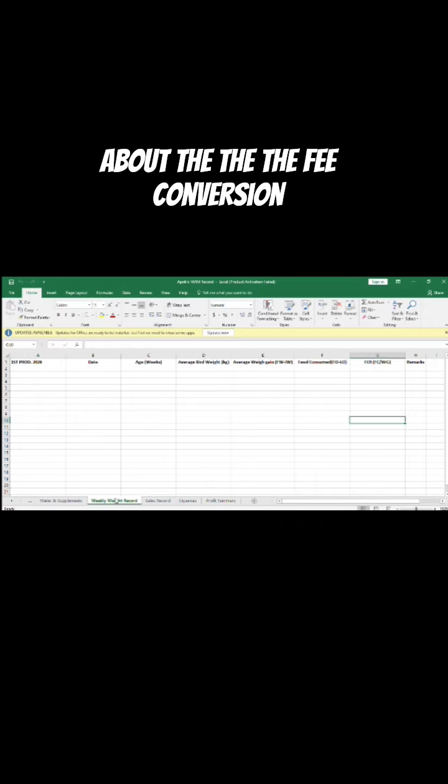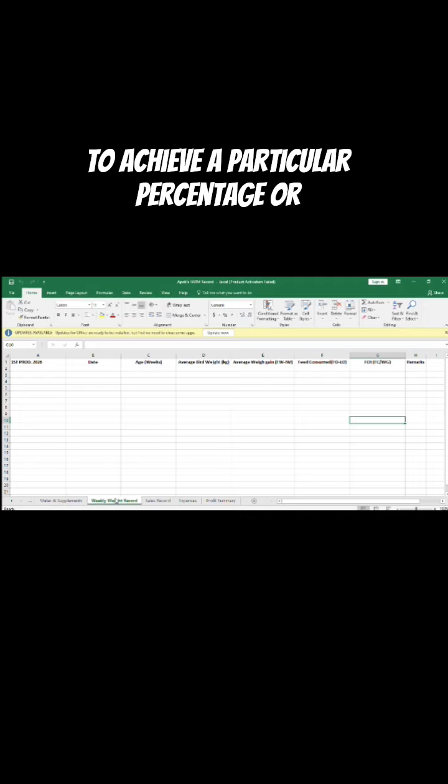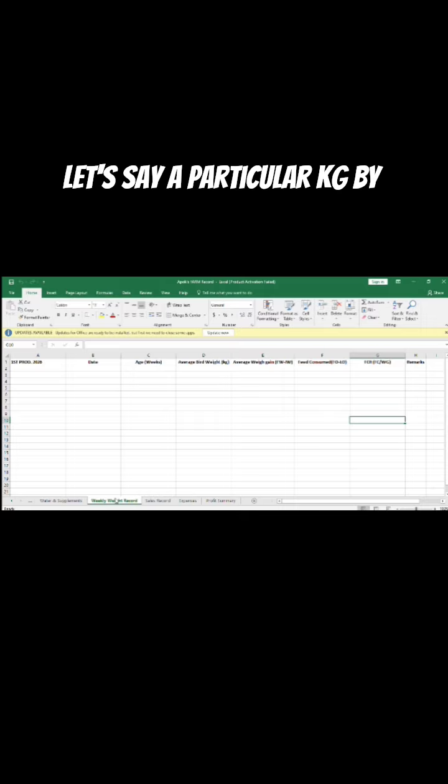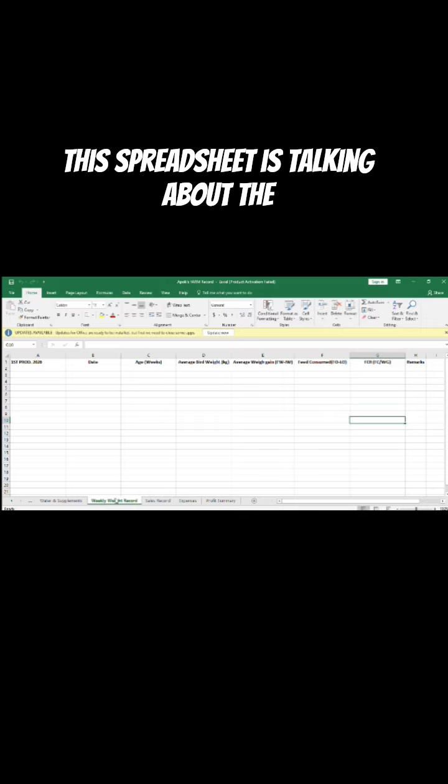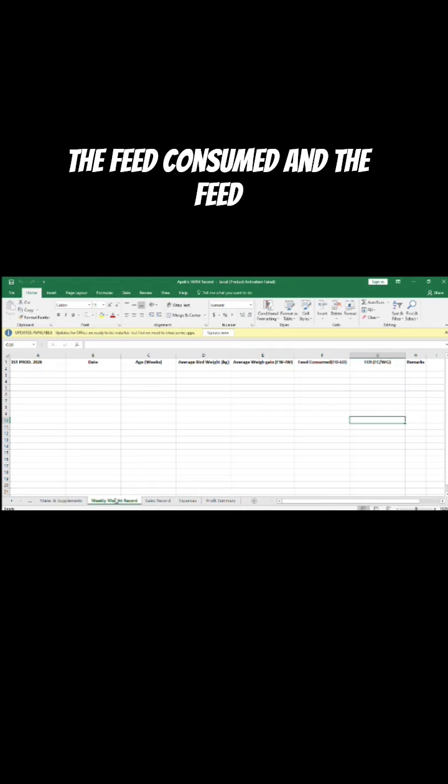The next sheet talks about the weekly weight record. I would say this is the best and my favorite sheet because it's about the feed conversion ratio. One of the core principles and objectives of this farm is to utilize feed conversion ratio to achieve a particular weight in kg by the end of 7 weeks. So this spreadsheet covers the age of the bird, the average bird weight, the average weight gain, the feed consumed, and the feed conversion ratio.